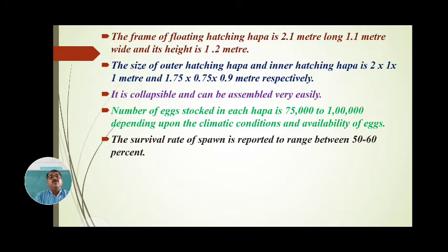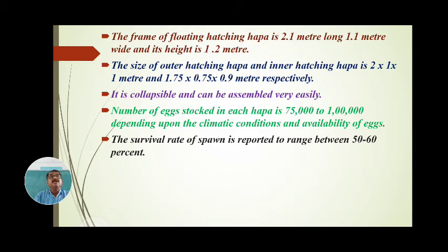The size of the outer hatching hapa and inner hatching hapa is 2 by 1 by 1 meter, or 1.75 by 0.75 by 0.9 meter, and this size is ideal. It should be collapsible and can be assembled very easily.